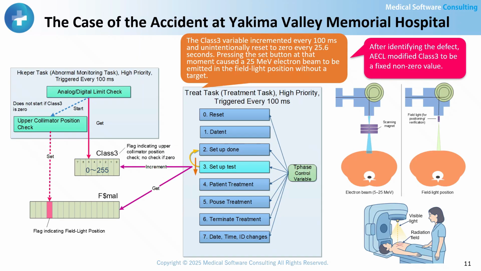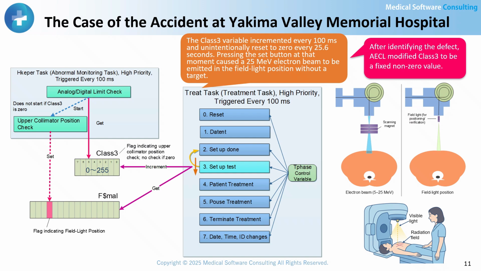Here we will explain the internal mechanism behind the Therac 25 overdose accident that occurred in January 1987 at Yakima Valley Memorial Hospital in Washington State. Unlike the accident at the Tyler Clinic in Texas, this case involved the delivery of a 25 megaelectron-volt electron beam, even though the upper turntable was in the field light position.